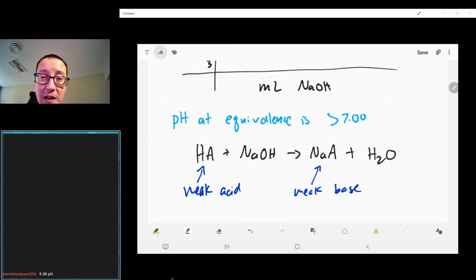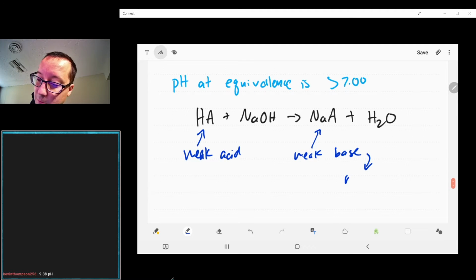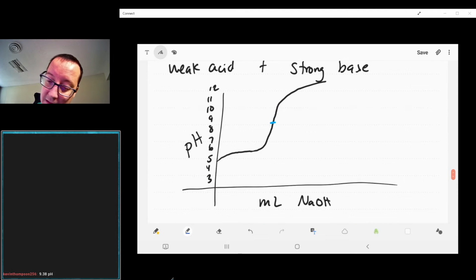And so after we have reacted these two, if we have completely reacted all of our acid and all of our sodium hydroxide, we're left with a solution of weak base and water. And as a result, that will raise the pH. So once you're at equivalence, once you've added equal amounts of acid and base, you end up with a basic solution because you have that weak conjugate base still in there that's able to react with water to raise your pH. And so that's why in this particular example, we see that the equivalence point pH is somewhere around 8.5 or something.